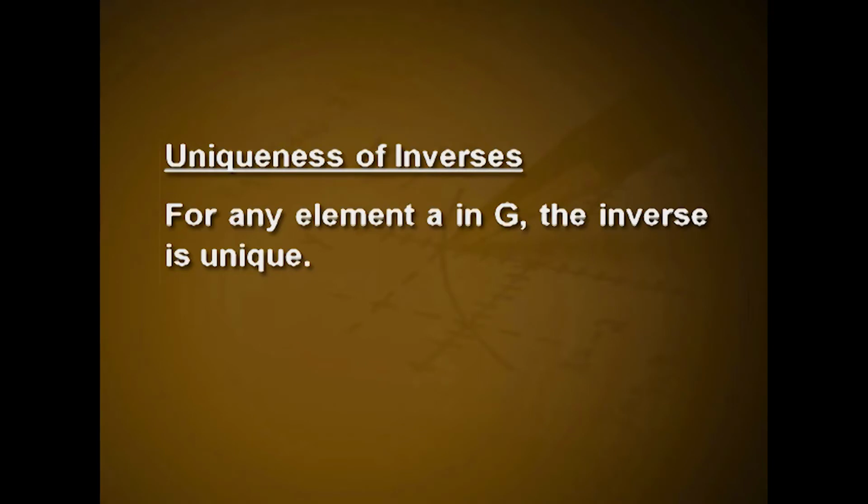Next theorem on uniqueness of inverses. For any element A in G, the inverse is unique. Proof. Suppose B and C are both inverses of A. Then AB = E and AC = E by definition, so that AB = AC. Now using the cancellation law, we can cancel A. Thus B = C.